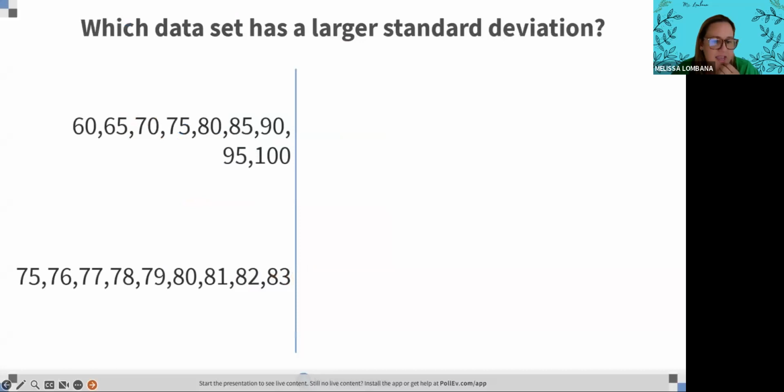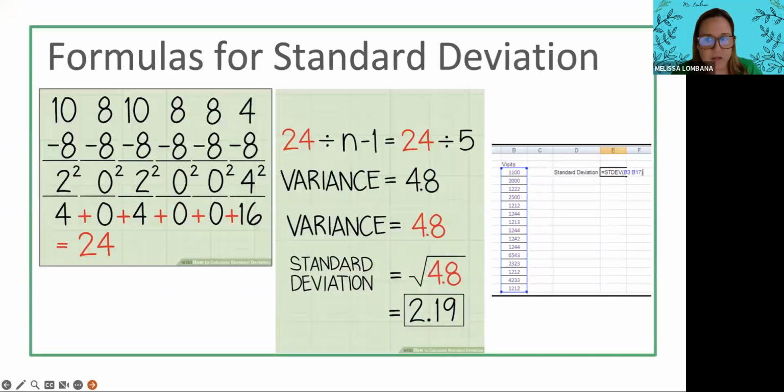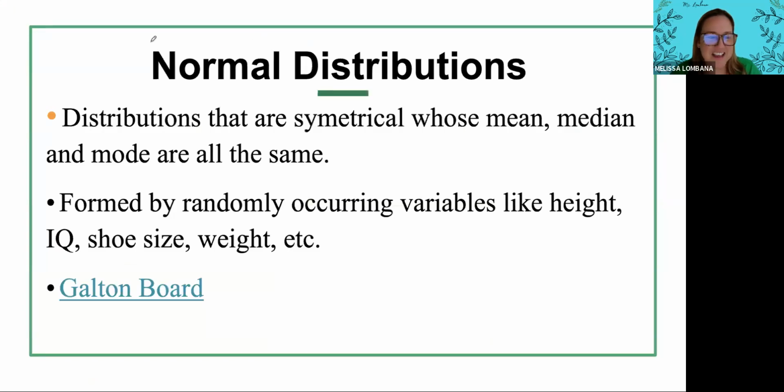Now, if I look here, which one has a larger standard deviation? If I'm looking at these, the difference between these two numbers is going to be, the standard deviation is going to be 5, right? As opposed to here, where the standard deviation is only 1, okay? So obviously this one will have a larger standard deviation, as this one has a smaller standard deviation, okay? This is the formula, we don't need it, thank goodness.